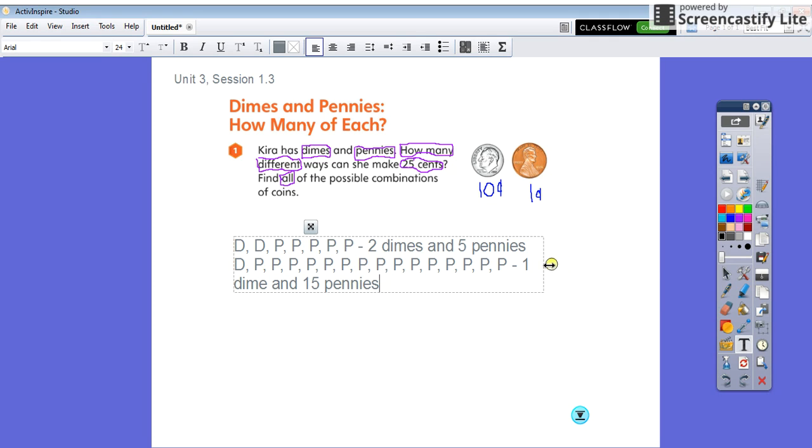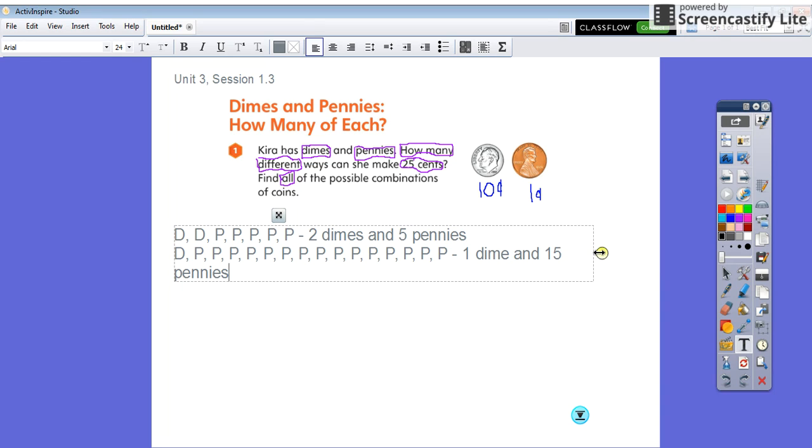Okay. I'll stretch that out a little bit and move it over so I have space. So now if she didn't have any dimes, since I know that 1 penny is worth 1 cent and she wants to make 25 cents, I'm not going to write out all of the P's for pennies. I know that she would need to have 25 pennies as her other option.